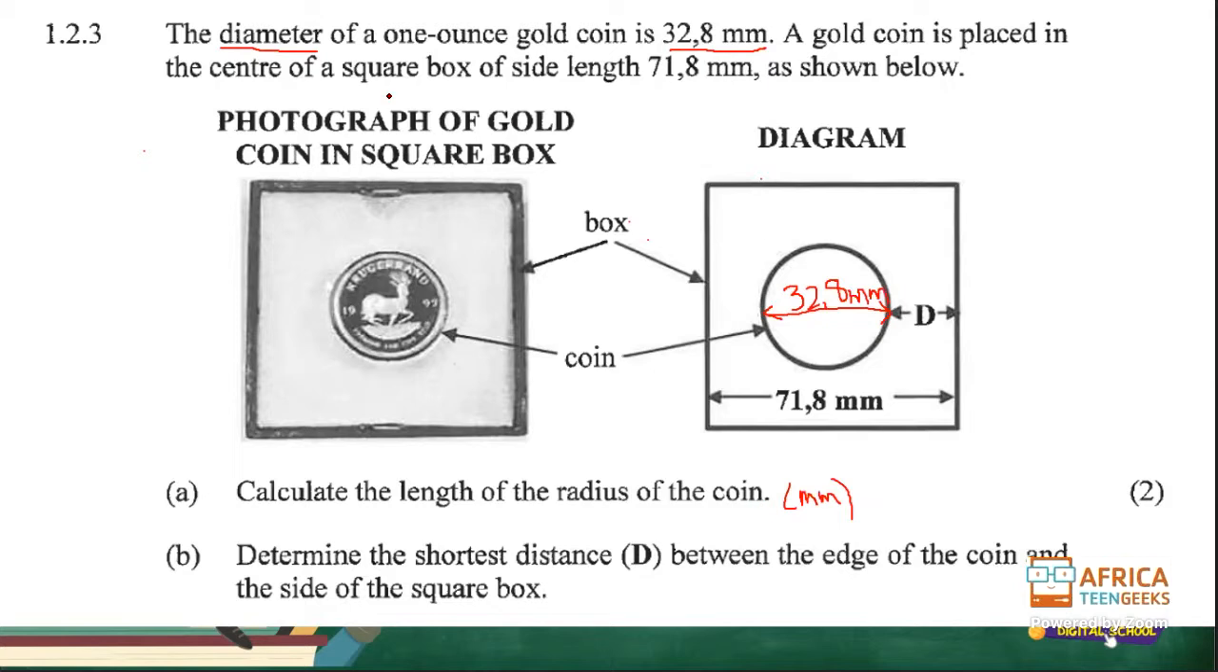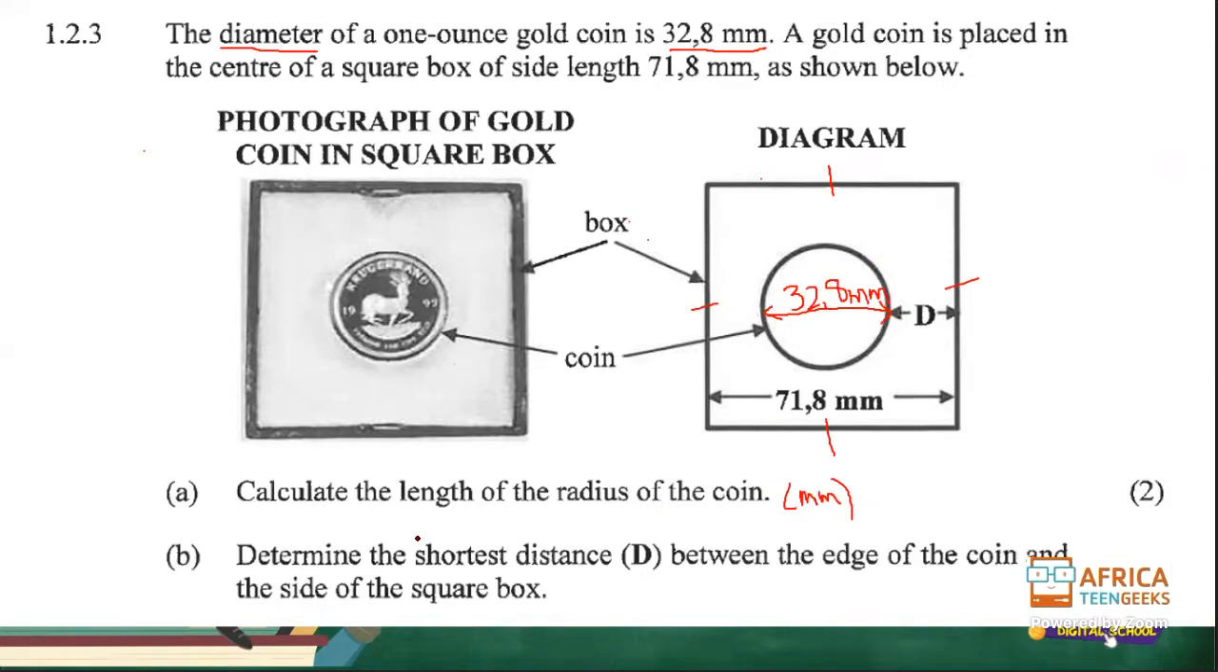And then they tell me that it is placed in a square box. Square box means the sides are equal. So this side will equal this side, will equal this side, right? So if they want a perimeter, it will be easy to calculate the perimeter of this square, because you just add all of the sides.